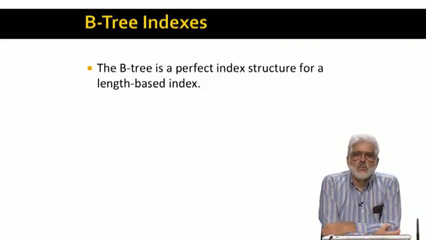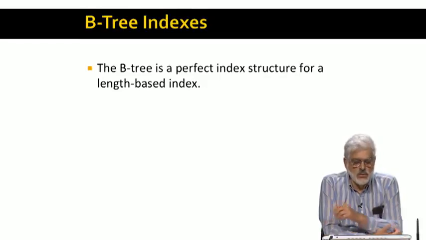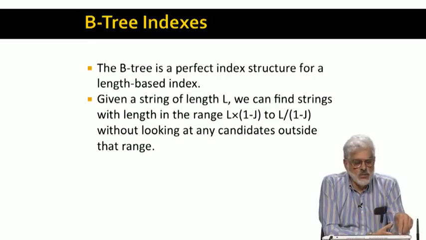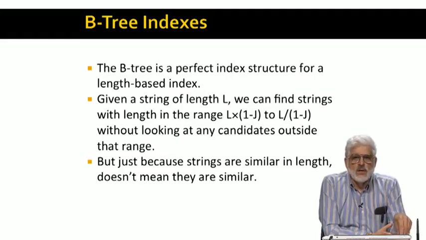If you don't know what B-trees are, it doesn't matter that much, but let me point out that B-trees are great for finding keys within a given range. So if we index strings using their length as the index key, we can find, given a length L, all strings whose lengths are in the range L times 1 minus J to L over 1 minus J, without having to look at any strings whose length is outside that range. That gives us candidate pairs of strings.